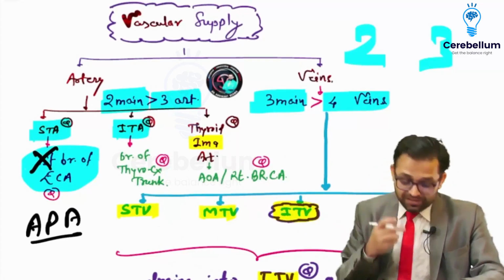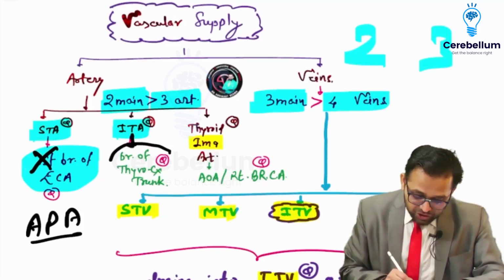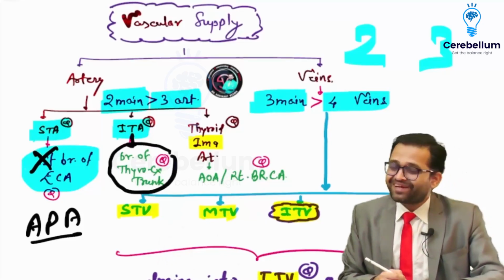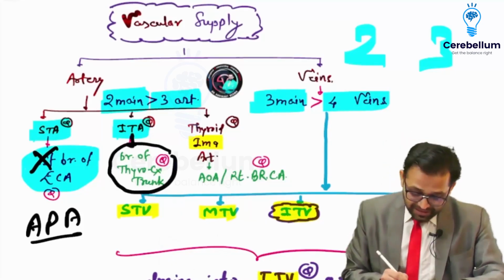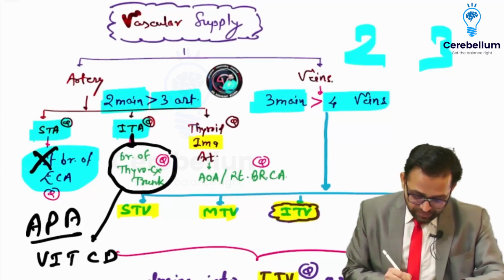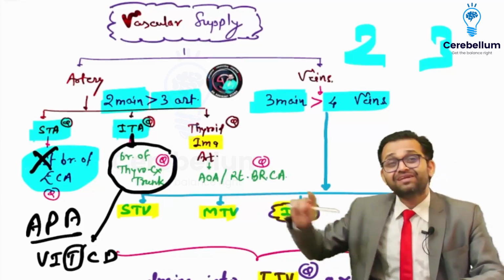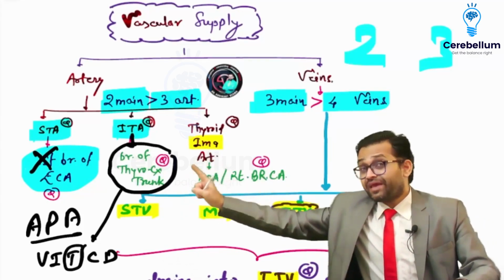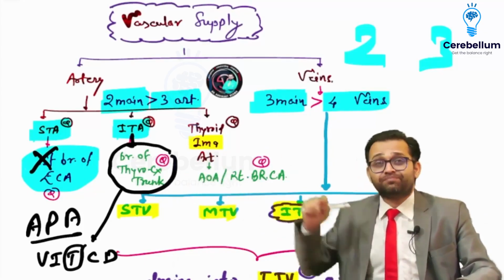Okay. Next, the inferior thyroid artery, sir, it is a branch of the thyrocervical trunk. And I told you in the upper limb part, this thyrocervical trunk is a branch of the subclavian artery, VITCD. Do you remember VITT for thyrocervical trunk? And that was a question from the AIIMS INI-CET 2018 pattern.